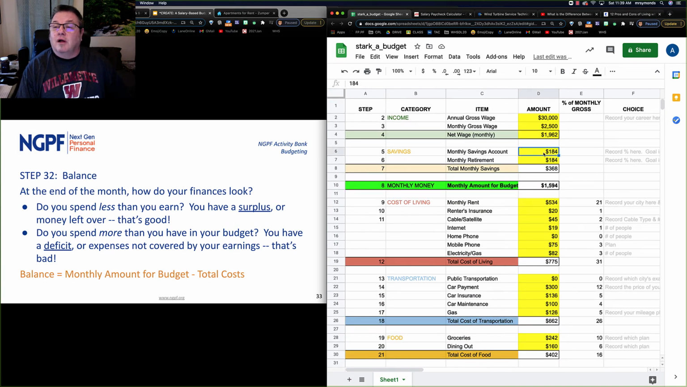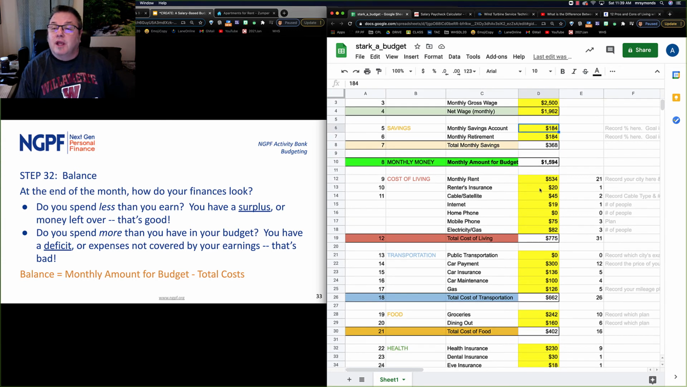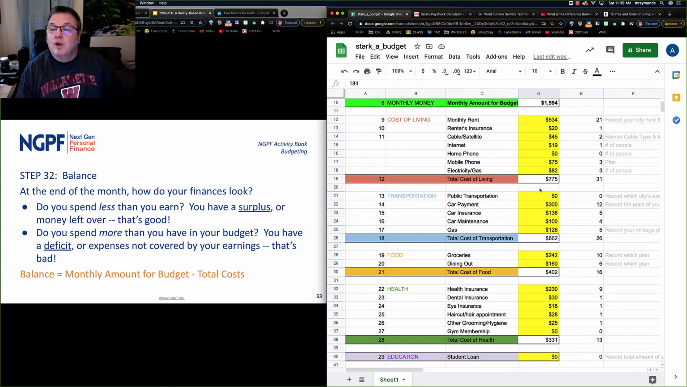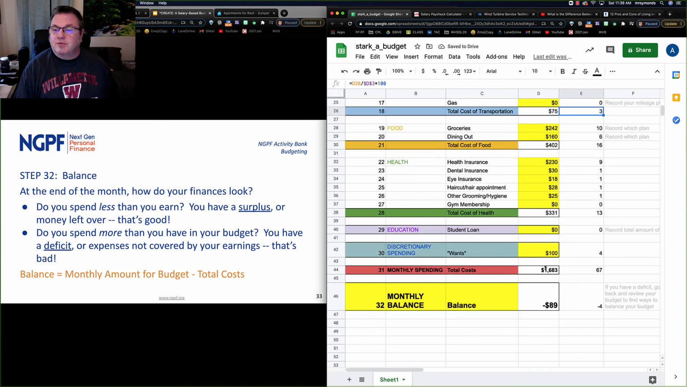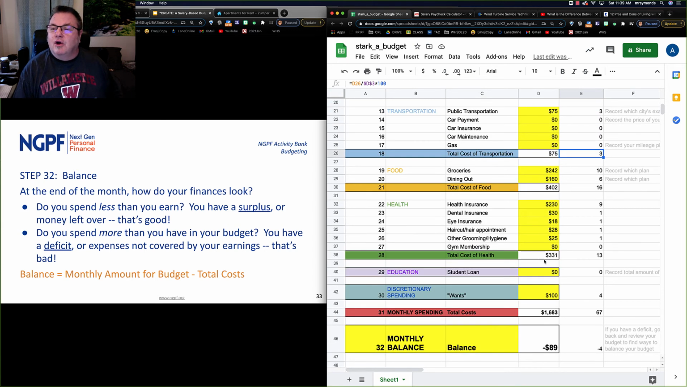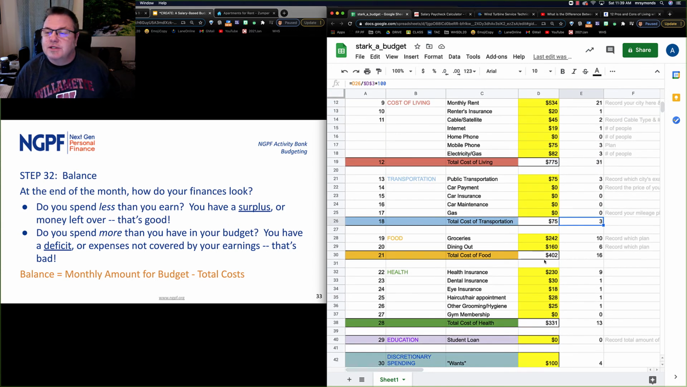We're going to have to see what else we can cut out. Here, we're going to have to give up our car and go with public transportation. I think it's about $75 in this area. We can just get rid of all of that, right? Well, let's put zeros in there and see if we've balanced our budget. We still have $89 to go. See if there's another place we can save money.